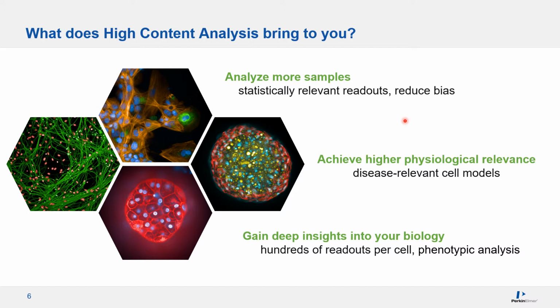And this method and technology will allow us to gain deep insight into the biology. And we can generate hundreds of readouts per cell. So instead of just analyzing parameters like the fluorescent intensity in flow cytometry, high-content imaging allows us to analyze the phenotype of cells and allows us to generate a phenotypic fingerprint consisting of a detailed morphological description of every cell in the assay.